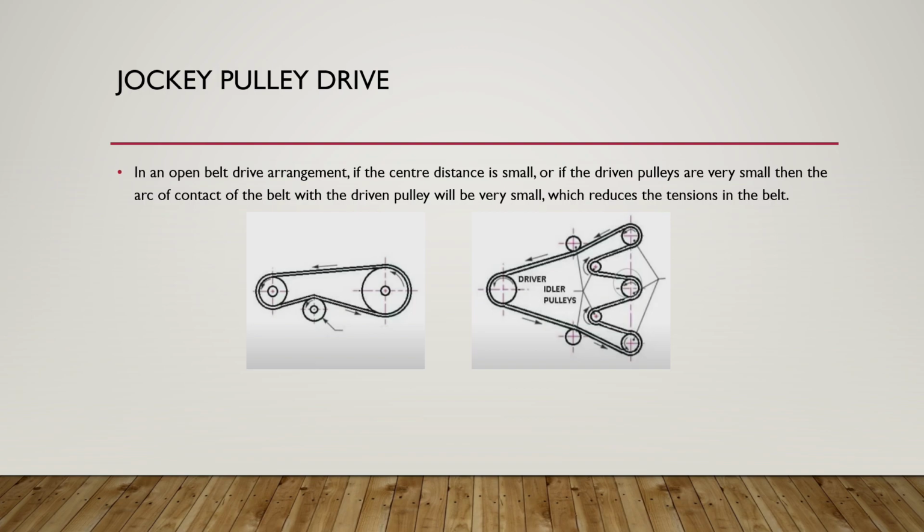And lastly, the jockey pulley drive. In an open belt drive arrangement, if the center distance is small, or if the driven pulleys are very small, then the arc of contact of the belt with the driven pulley will be very small, which reduces the tension in the belt. Or if the required tension of the belt cannot be obtained by other means, an idler pulley called a jockey pulley is placed on the slack side of the belt. This increases the arc of contact and thus the tension, which results in increased power transmission.